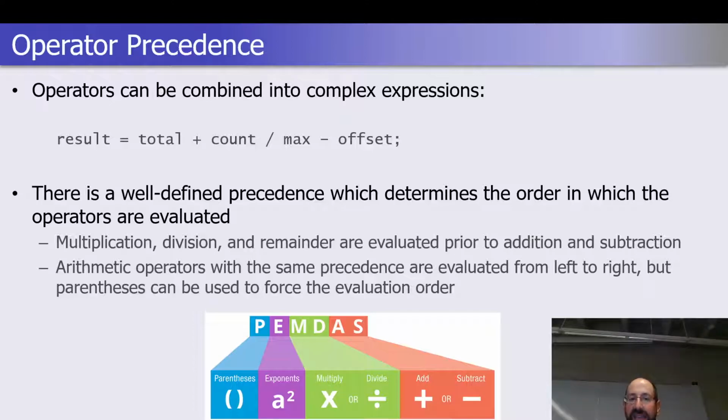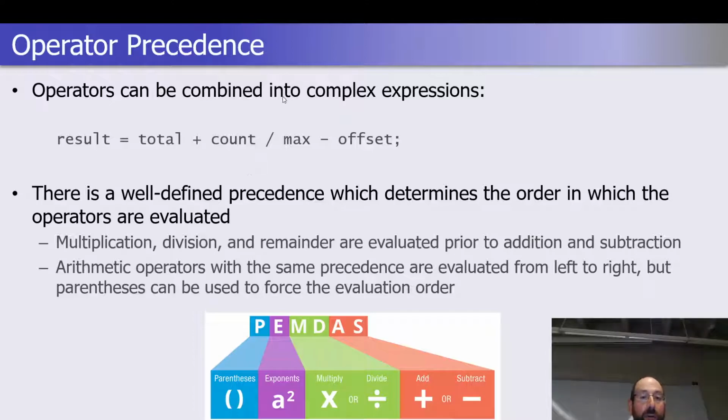In this case, count divided by max gets calculated first before we do total plus that value, and we take that value and subtract offset. So multiplication, or in this case division, happens first, then we go left to right with our additions and our subtractions. And I think it's okay. I mean, you do it on pencil and paper, use your calculator, you should get effectively the same result when you do that in your program.